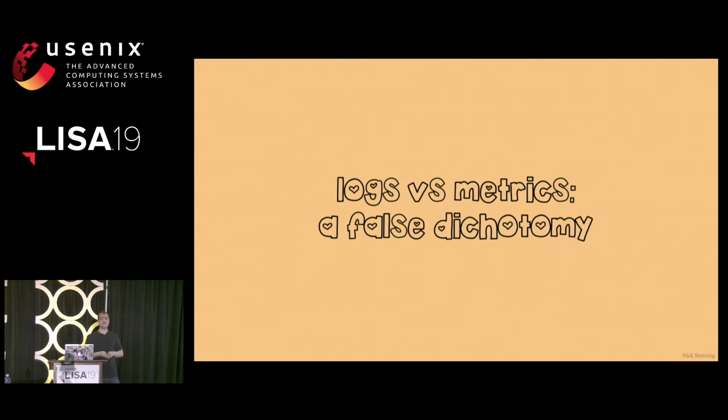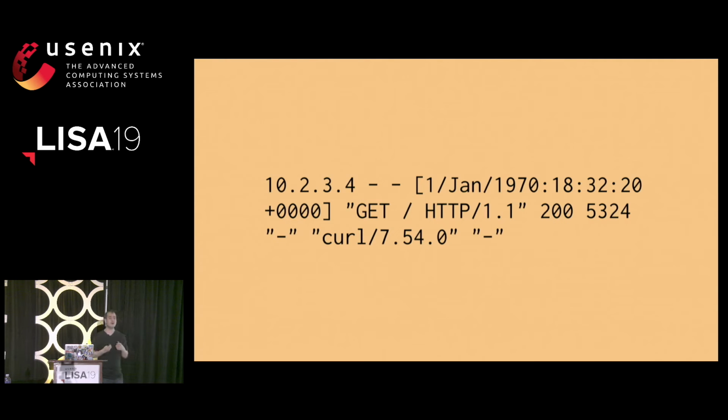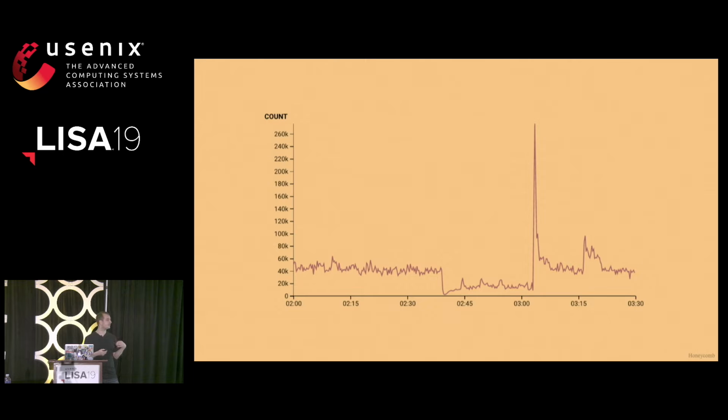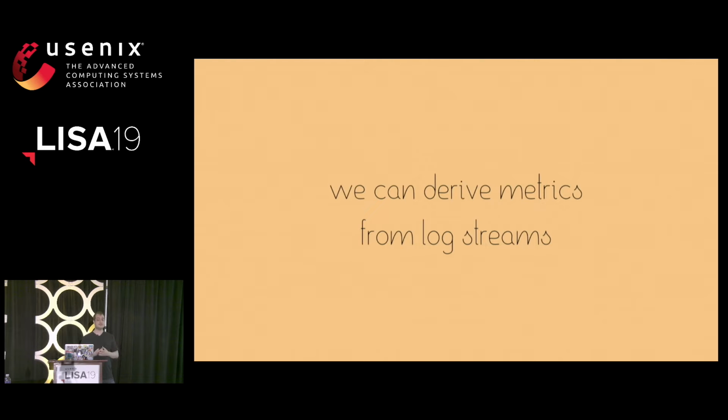So how do we even monitor these days? We have logs and we have metrics. And we tend to think of these as separate concepts, where a log is something that looks like this, some text that's written to a log file, and a metric is something like this. So it's a bunch of numbers that we write into a time series database. And the first thing that I want to do is challenge this notion that these are somehow separate concepts, because we can actually derive metrics from the logs.